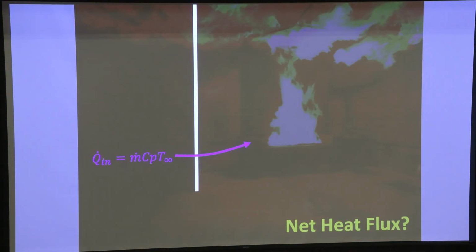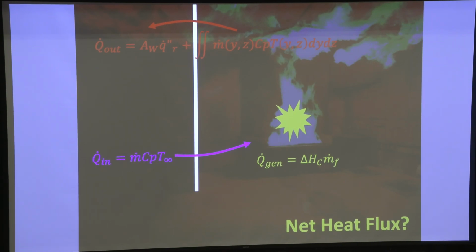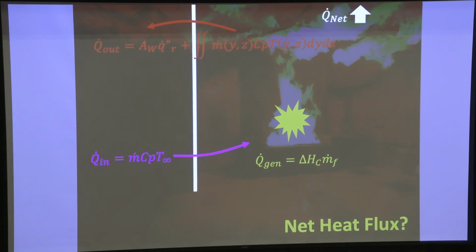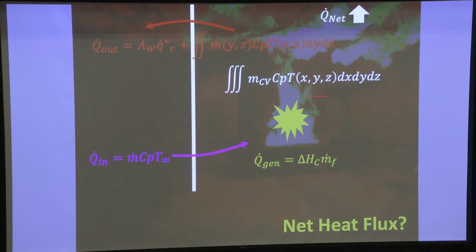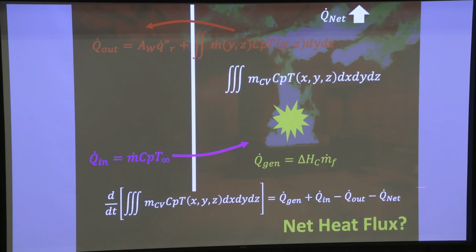Now, the net heat flux, if you want to solve the problem completely, you will have to solve the energy in, the energy generated, and the energy out, which is going to be the integral of the advection term plus the radiative term of heat losses through the door, the heat going to the structure, and basically the change of energy within the control volume, which is the entire compartment. So basically this is the equation that you need to solve, and this is extraordinarily complex.